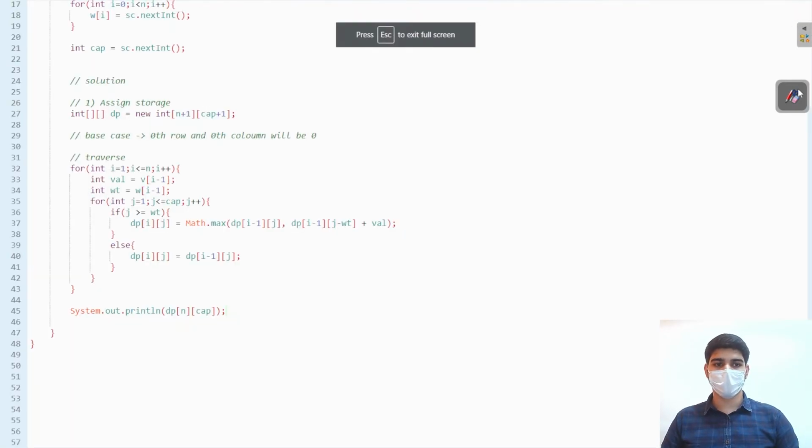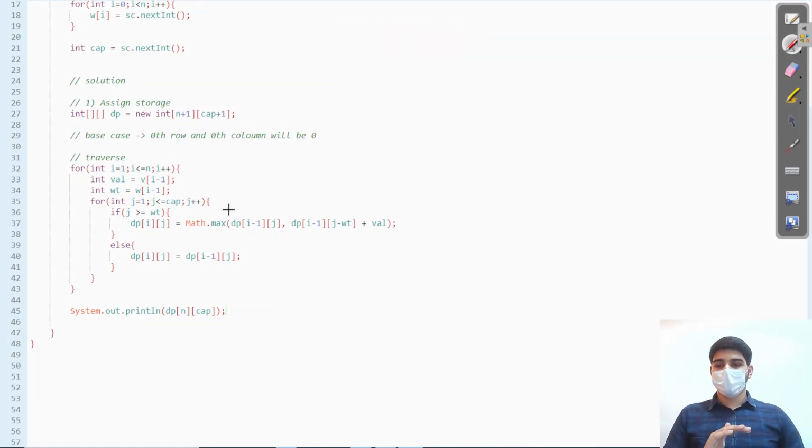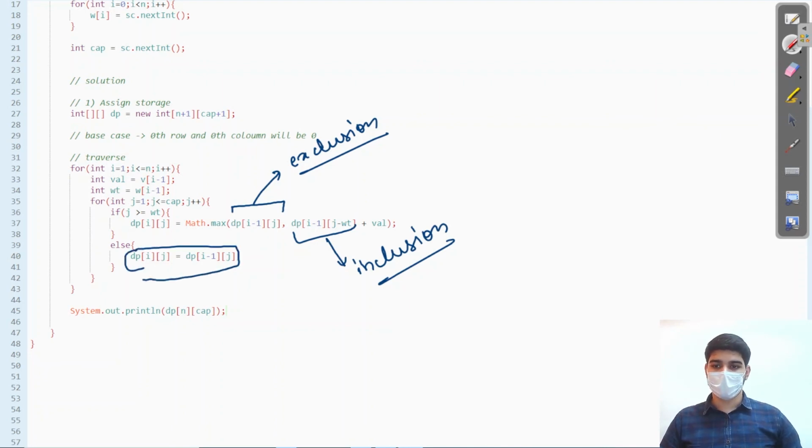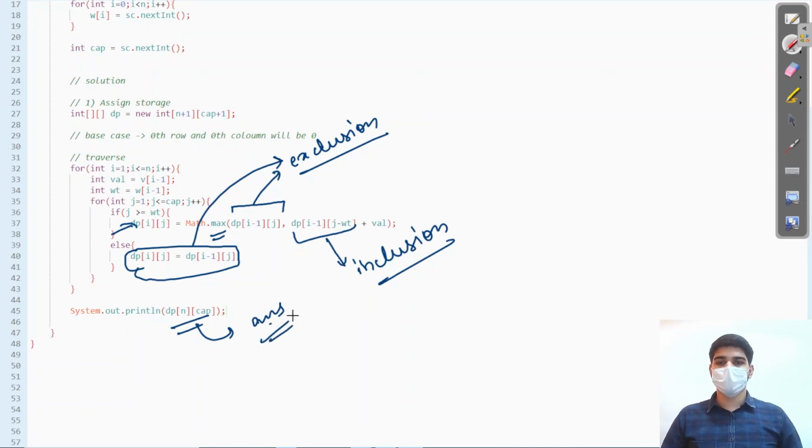So I hope you understood what we did over here. Go back and look at how we were including and excluding. Sorry, this is my exclusion. What we are doing over here is just checking the previous row for the same capacity. So this is my exclusion, and this over here is my inclusion. We are writing these if conditions to make sure that we don't get index out of bound. And if we are not able to include, then of course this is for exclusion. What we are doing is maximizing both of them and keeping that value in dp of i j, and at last we would get our answer over here. So I hope you understood. You can go back and watch the dry run again and keep in mind the code that we have written.